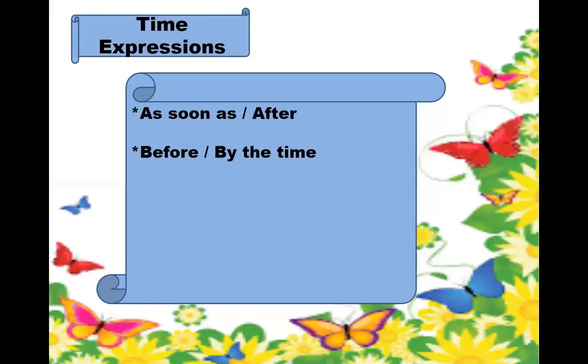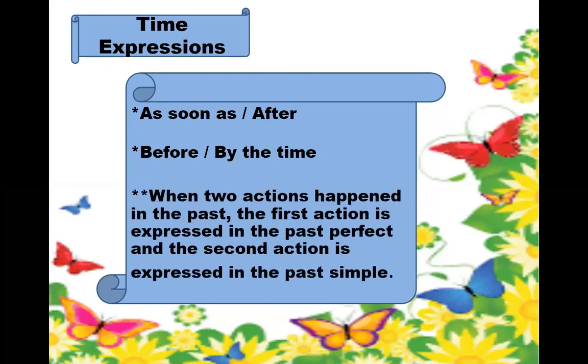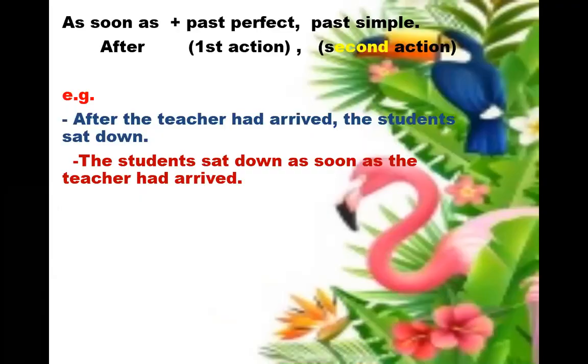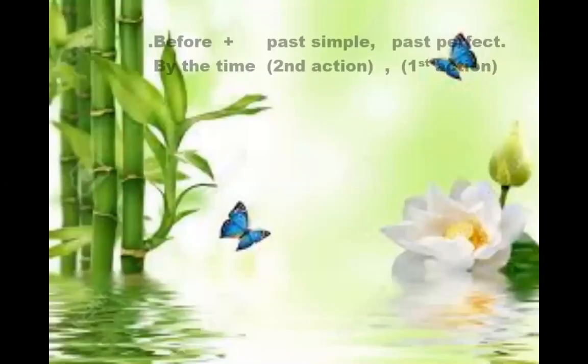If I'm talking about the past perfect, I have got time expressions like as soon as, after, before, by the time. If I want to join two actions that happened in the past, the first action, which happened first, must be in past perfect tense, and the second action, which happened next, must be in past simple tense. Like this example: after the teacher had arrived, the students sat down. What is the first action here? The teacher had arrived. What is the second action? The students sat down.